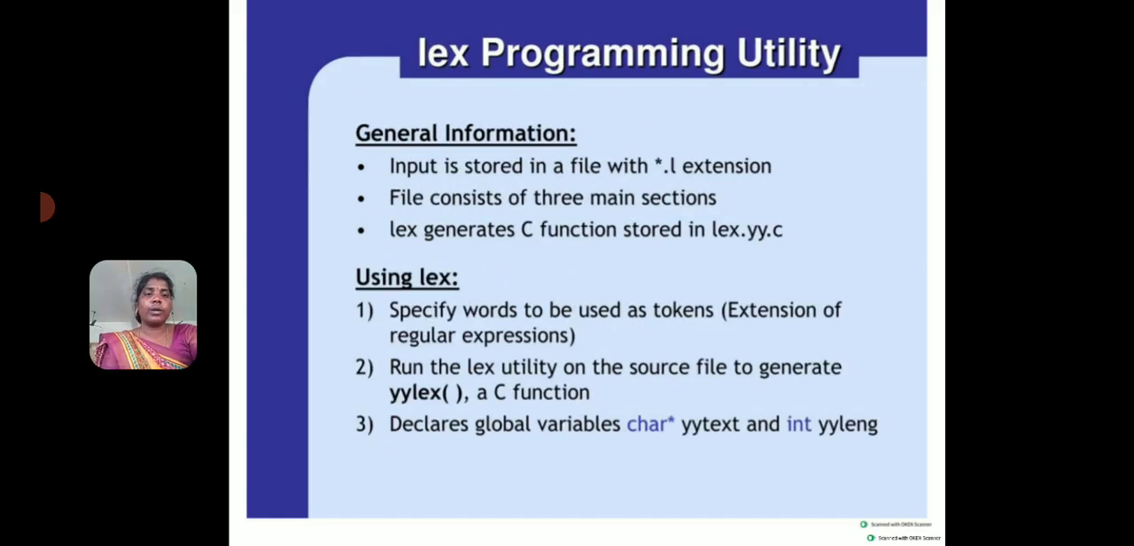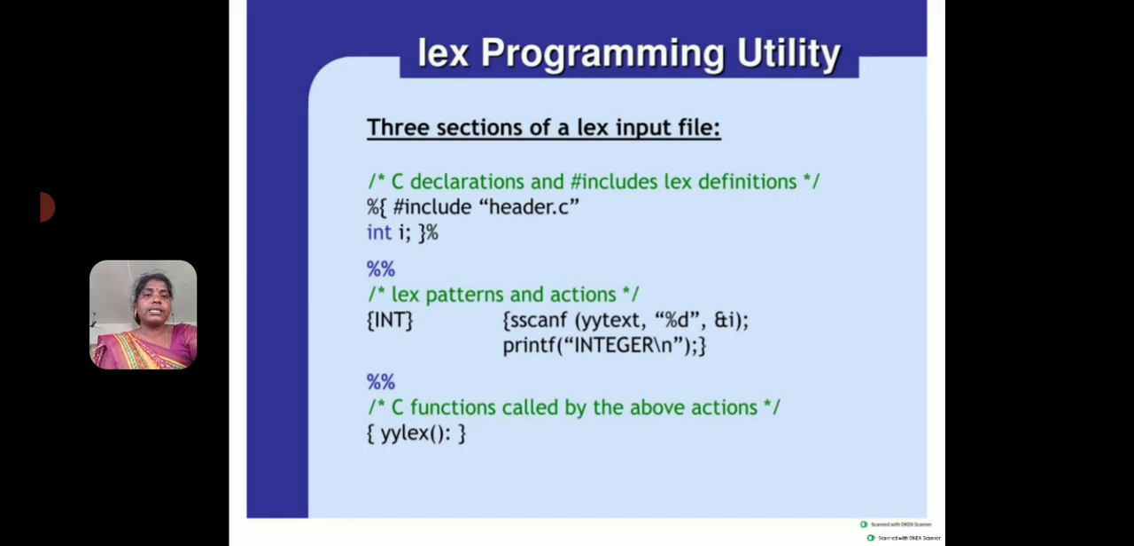Then the Lex lexical programming utility. The general information is here. You can read it. Input is stored in a file with an extension. The file consists of three main sections, and Lex generates a function stored in a Lex file. Using Lex, you specify the words of the token and then run the Lex utility. Then it declares global variables. These are the three sections of the input file, and these are examples of the sections.